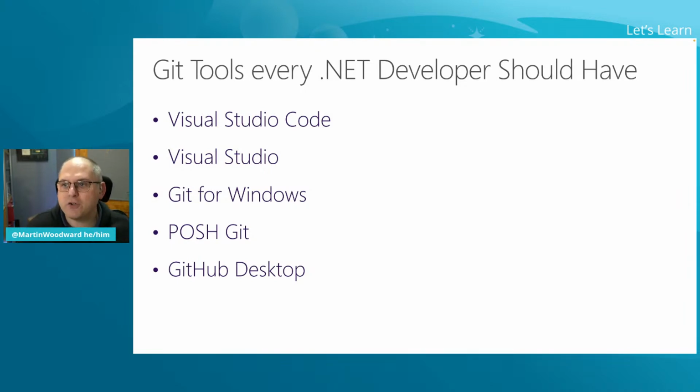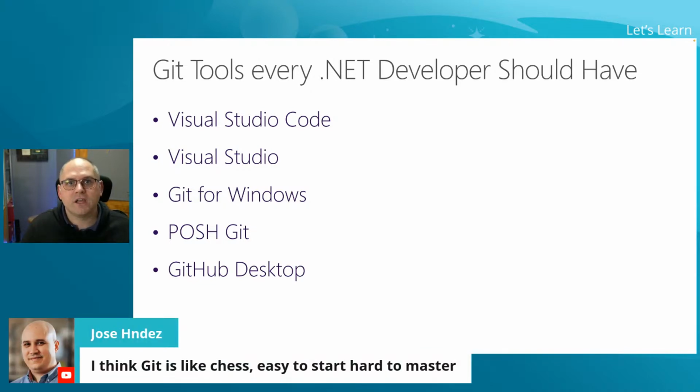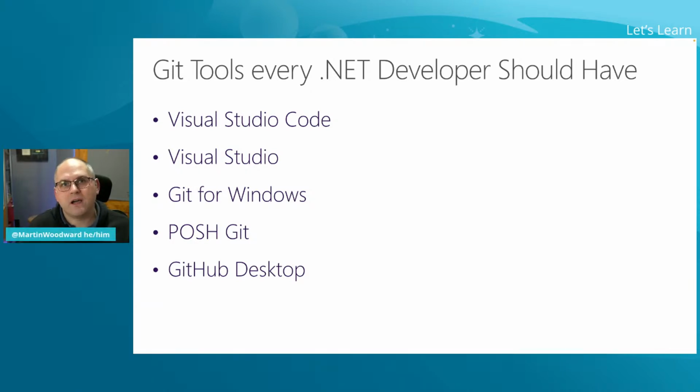And then if you're doing .NET development, you're probably going to want to use Visual Studio as well. You can get free versions of Visual Studio. You can get the fancy paid versions as well from your company. But if you're doing some kind of UI development with .NET, then probably Visual Studio is the way to go for you. Git for Windows is Git for Windows, and that's what it is.